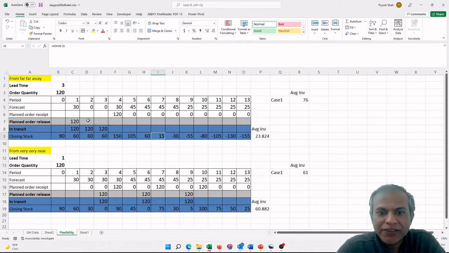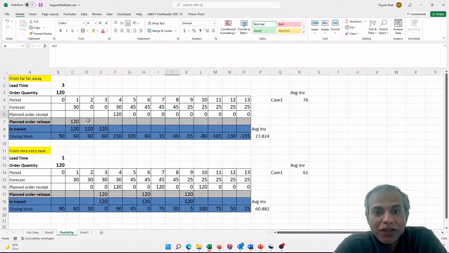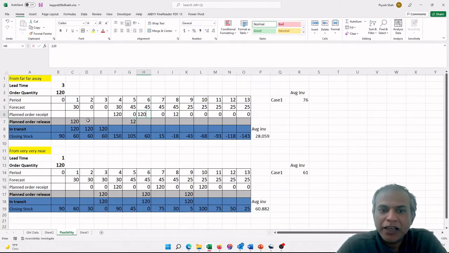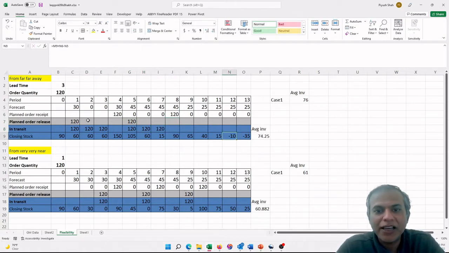So I see a negative here, so I need something in the 8th period. So I will have to order it in the 5th period, 120 units, and the supplier puts it in transit for 3 periods till I finally get it in the next period. There's a negative in period 10 happening here, so I need something in the 12th. I will have to order it in 9th, the lead time of 3 again, it's in transit.